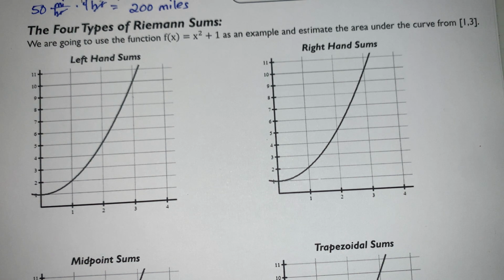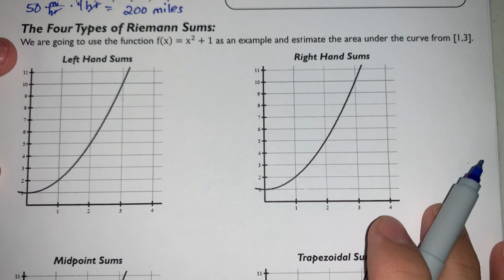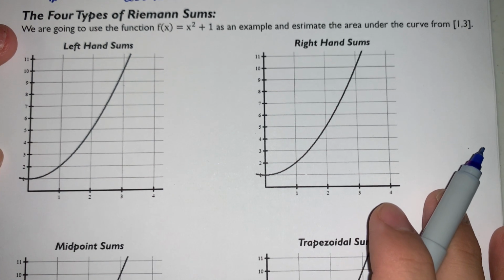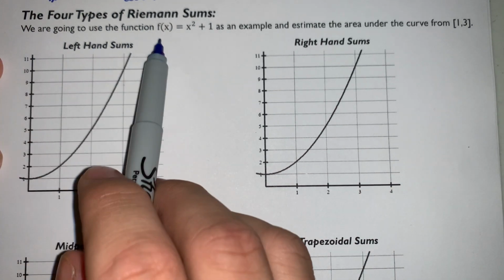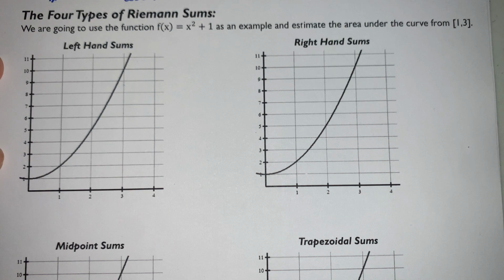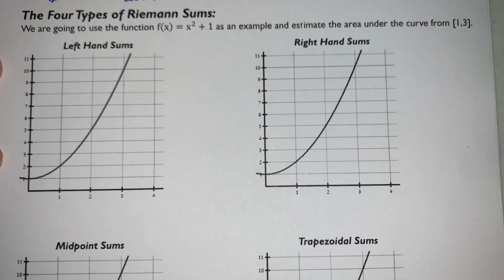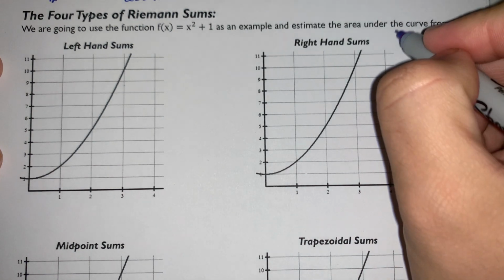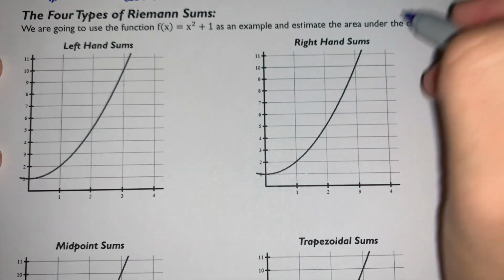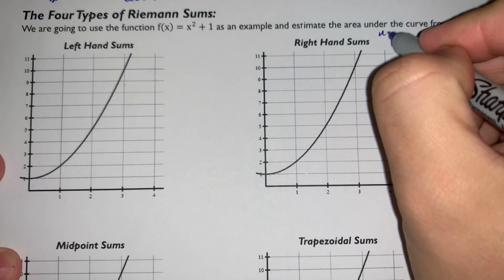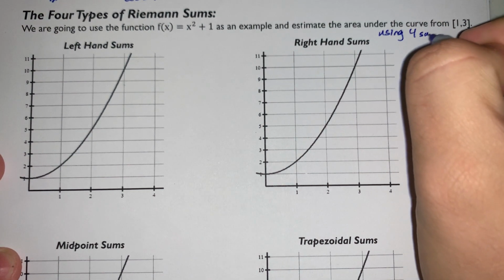All right, so let's see what the 4 types of Riemann sums are that we will see. We are going to use the function f of x equals x squared plus 1 as an example and estimate the area under the curve from 1 to 3. I wish I would have typed my notes a little bit better, but typically they would tell you how many sub-intervals they want. So we'll just say using 4 sub-intervals.